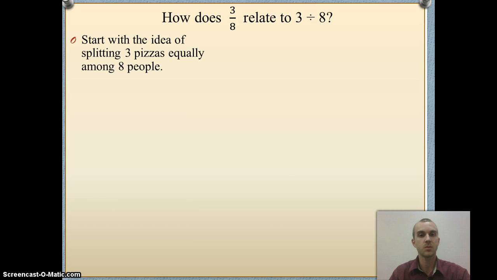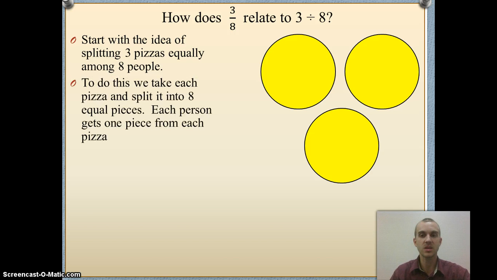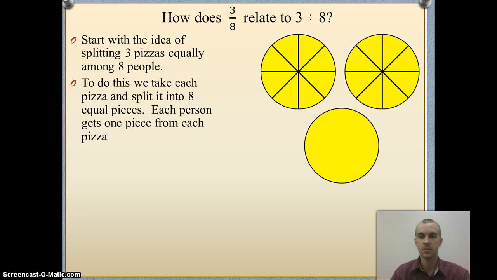So let's take the idea of the pizzas. If I have 3 pizzas and we want to split it among 8 people, what we can do is take each pizza and split it into 8 pieces. Now that tells us that I can take 1 piece from each pizza and give to the 8 people. So everybody will get 1 piece from each pizza.